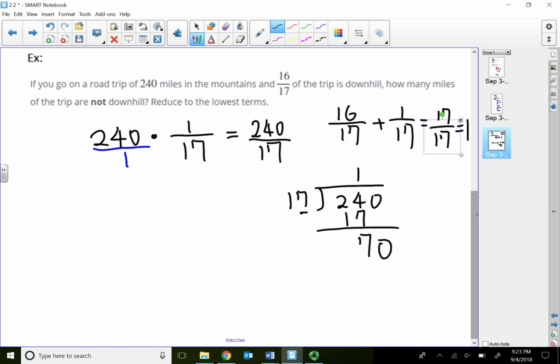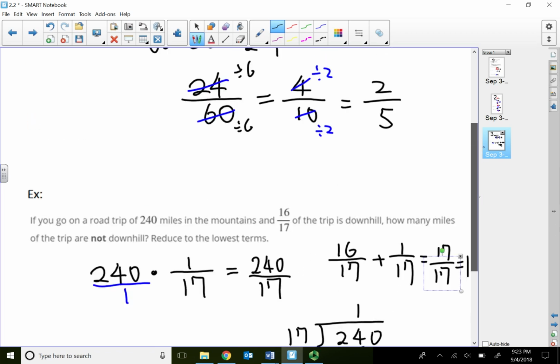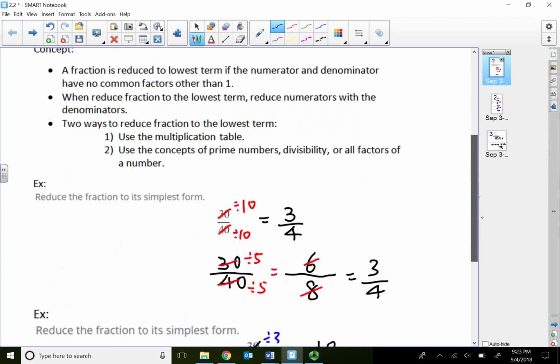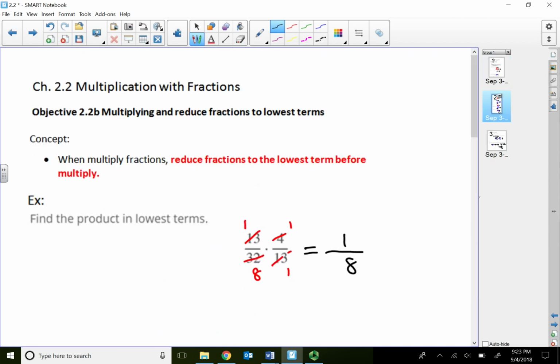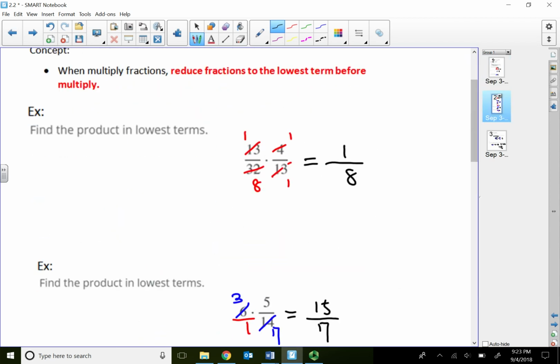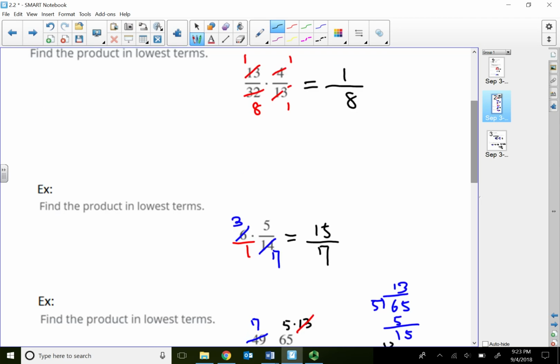So in this lecture video, we talk quickly about how to reduce fractions, and then we talk about use the same technique, reducing top with the bottom, when we multiplying fractions. All right, that will conclude this lecture video.